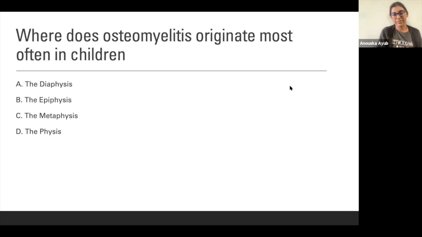Metaphysis is correct. 50% of you put metaphysis. That's okay, because obviously this is most often. You can get osteomyelitis anywhere, it can travel anywhere, but it most often starts in the metaphysis. So, next question.